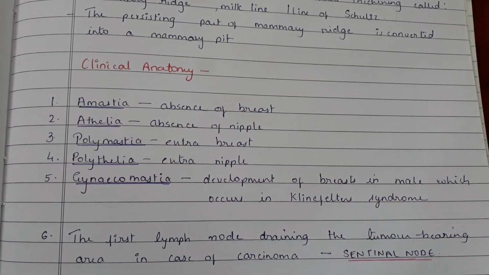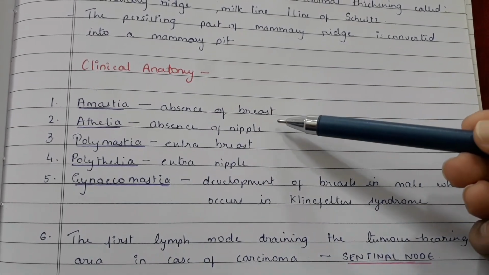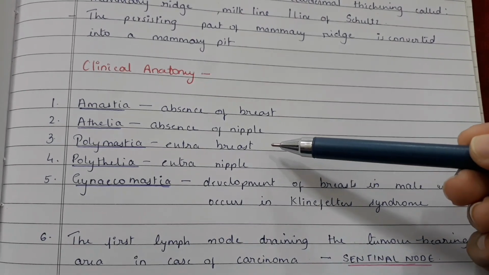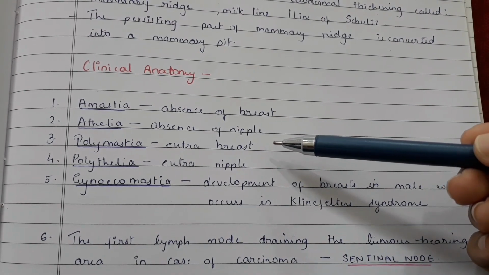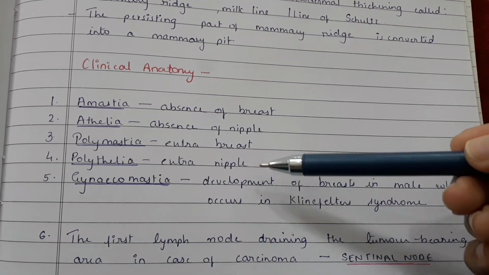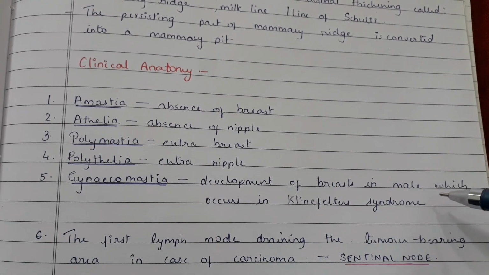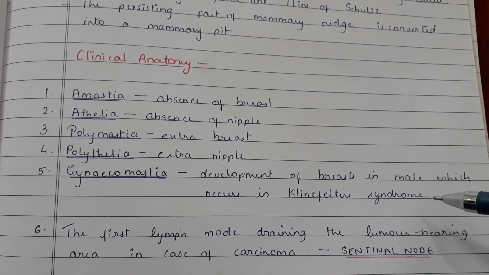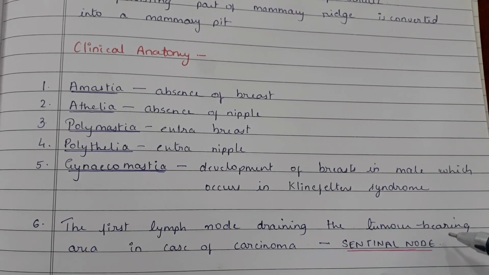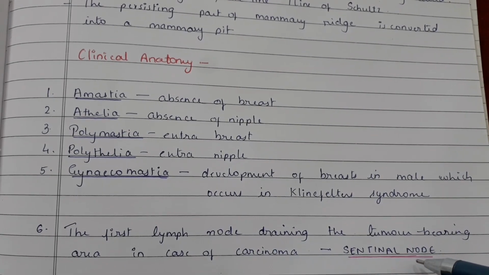Clinical anatomy. Amastia is absence of breast, athelia is absence of nipple, polymastia is extra breast, polythelia is extra nipple, gynecomastia is development of breast in males, which occurs in Klinefelter syndrome. The first lymph node draining the tumor bearing area in case of carcinoma is called the sentinel node.